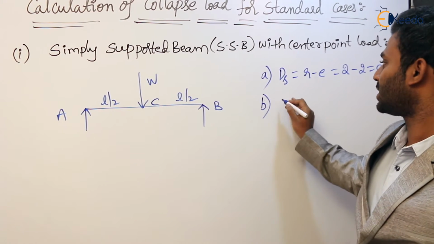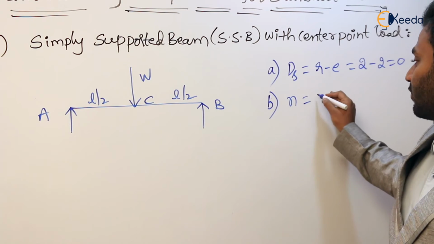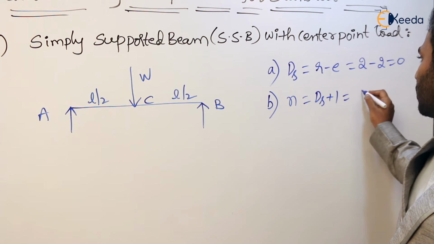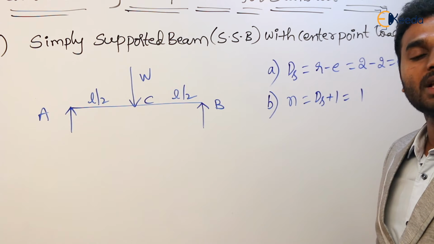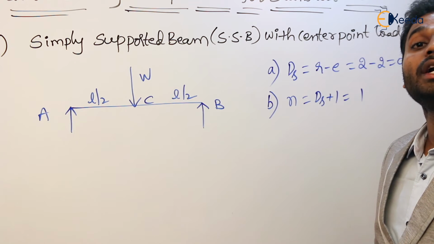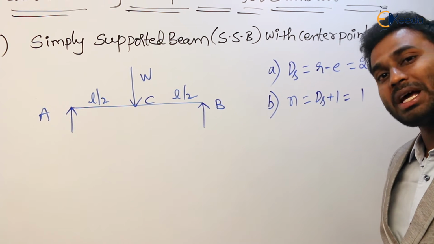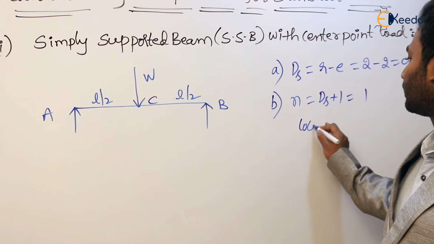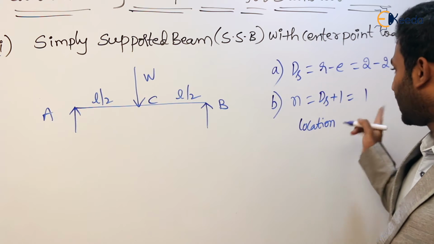The second step is finding out the number of plastic hinges required. The formula for the number of plastic hinges required is DS plus 1. Here DS is 0, so the number of plastic hinges is 1. After getting the number of plastic hinges, we have to locate the locations where the plastic hinges are going to form. So where will it form?